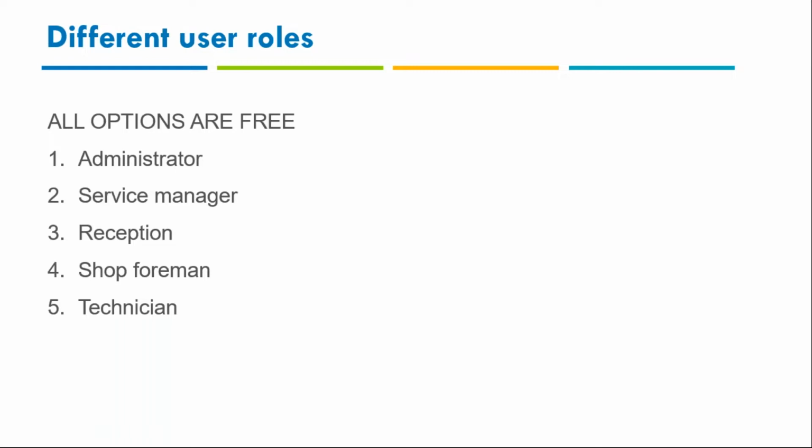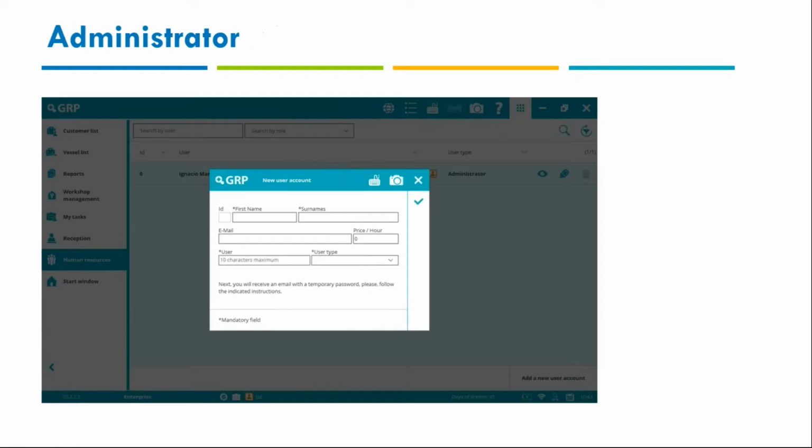Okay, now we go to the different user roles. All free again. Everything is free on GRP. It's included on the software. We have the top level is administrator, then we have service manager, reception, shop foreman, and technician. Depending on the user, you have more and less restrictions and rights. Okay, so we're gonna see that as well.